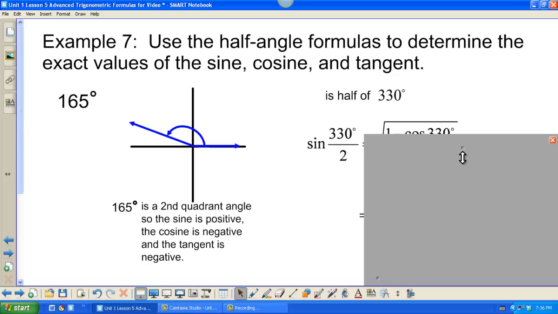So using the half angle formulas, I'm going to substitute in the square root of 1 minus cosine 330 over 2, keeping in mind 165 degrees is a second quadrant angle, so we're going to use the positive square root. From here on out, and you will notice in future problems, this is just a matter of finding exact values and getting a common denominator, dividing by 2 by multiplying by a reciprocal, and simplification. So as we move forward in future problems, I might not show as many steps.